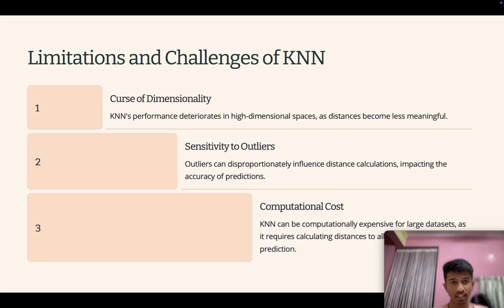The limitations are the curse of dimensionality, that is, in higher dimensional space the distance becomes meaningless, and the sensitivity to outliers, so we have to clean the data before we train the KNN. Outliers are the extreme data points that can significantly affect the KNN algorithm. And computational cost is very expensive for large data sets, as it requires calculating the distance between every data point for predicting the values.